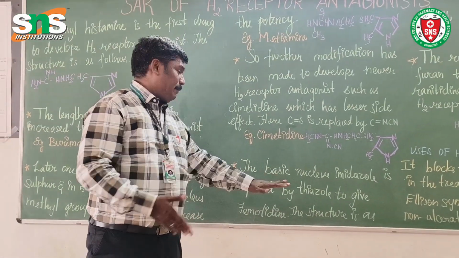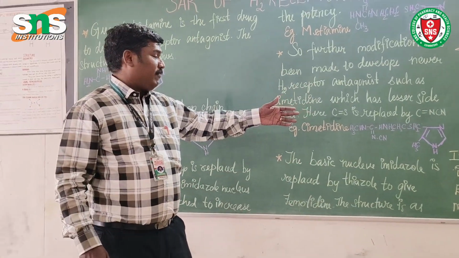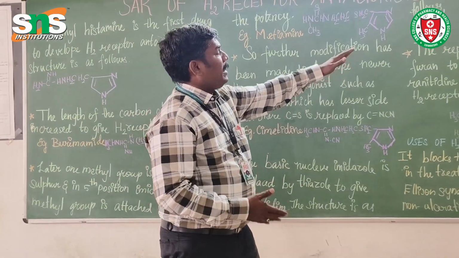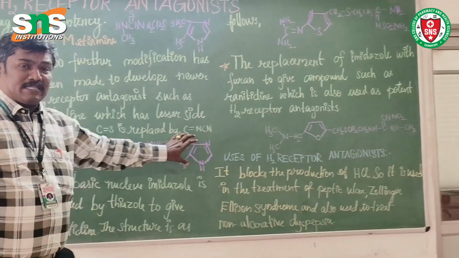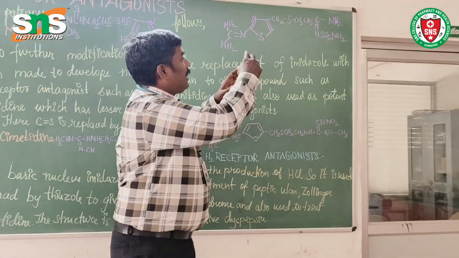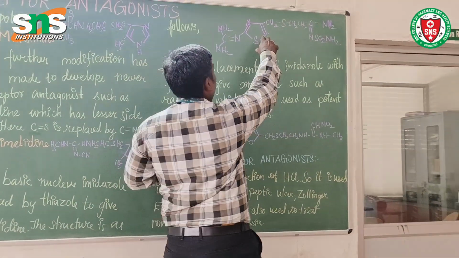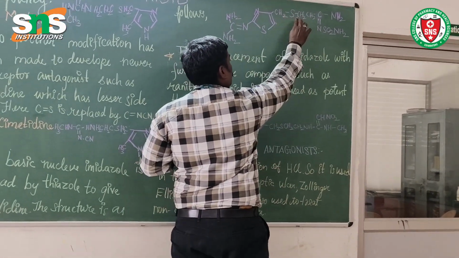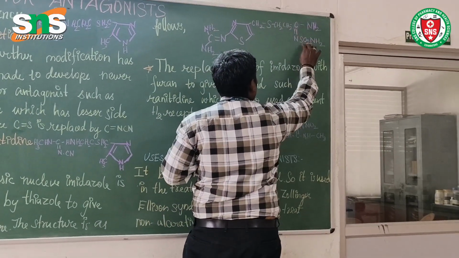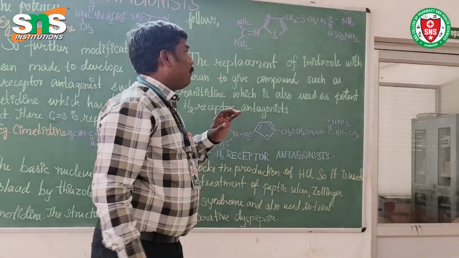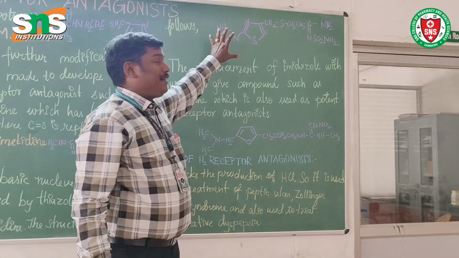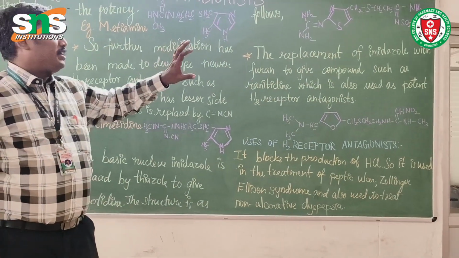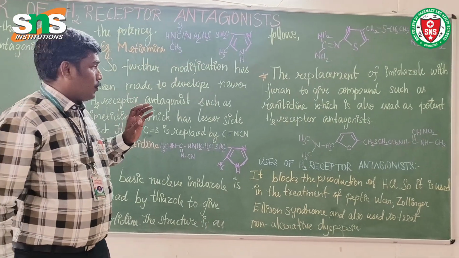Whereas if you replace the imidazole with thiazole, that will also give a good potent compound, Famotidine. This is the structure of Famotidine. Here we are replacing the imidazole, and we are also making some other substitutions. In the fourth position the substitution is CH2, CH2, C double bond N, SO2NH2 group, and in addition a guanidine group is present here. This is the structure of Famotidine. Similar to Cimetidine, Famotidine is also a good H2 receptor antagonist.